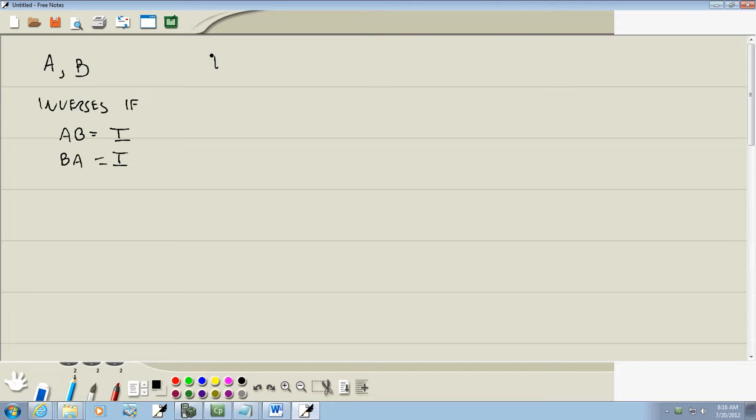Now, the identity matrix, for example, a 2 by 2 is a diagonal of 1s, 0s everywhere else, and it's 2 rows, 2 columns. If you're working with a 3 by 3, then again, it'd be a diagonal of 1s, 0s everywhere else, like that. So it's very easy to determine if they're inverses. You just multiply them together.